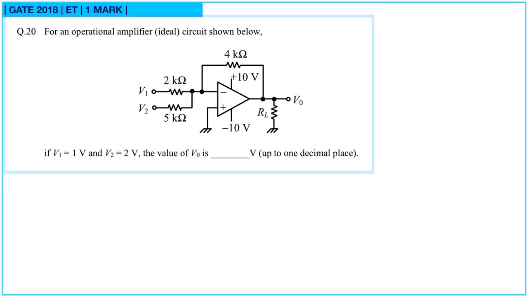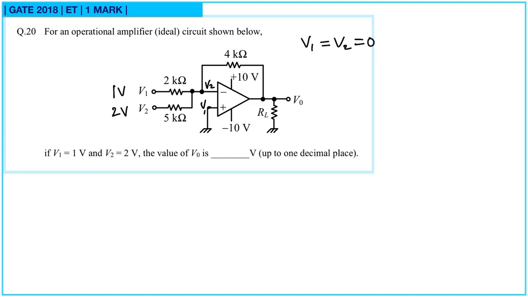Next, for an operational amplifier circuit shown below, if V1 is equal to 1 volt and V2 is equal to 2 volt, then the value of V0 is. Now let us consider this voltage to be V2 and this voltage as V1. By the concept of virtual ground, V1 will be equal to V2. But V1 is connected to ground, that means V1 is 0, that means V2 is also 0.